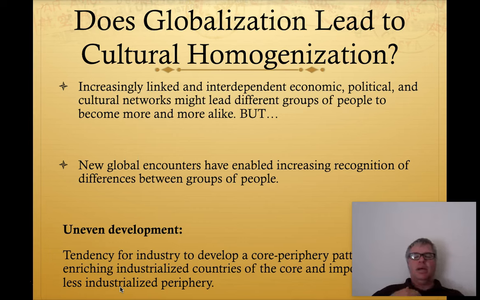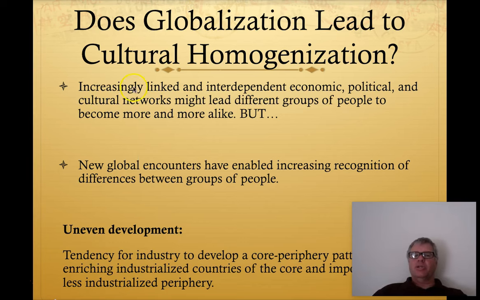Now, one of the big questions about globalization is, does it lead to cultural homogenization? In other words, does it make parts of the world all sort of the same? There are these terms like McDonaldization and Disneyfication, like somehow the whole world is essentially losing most of its cultural distinctiveness and is becoming kind of more the same through globalization.